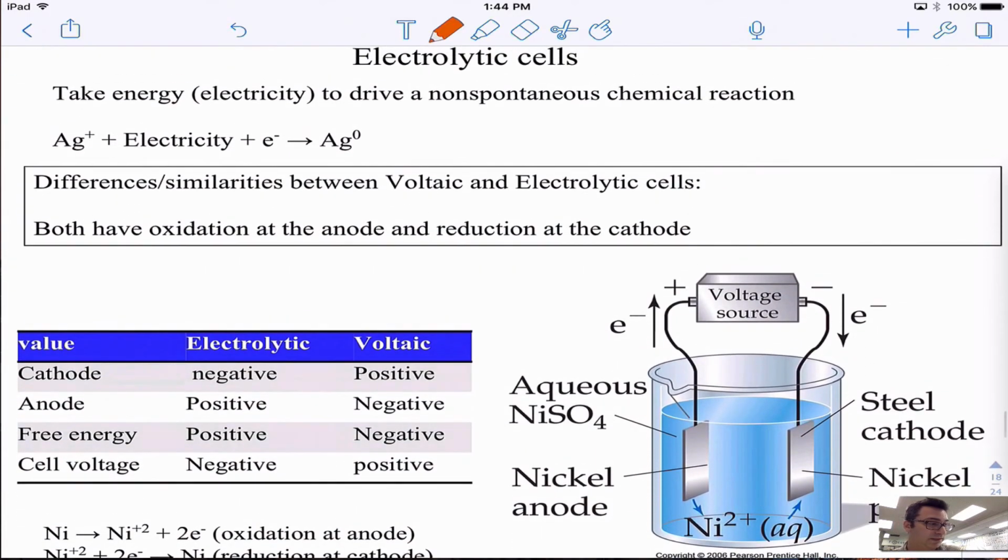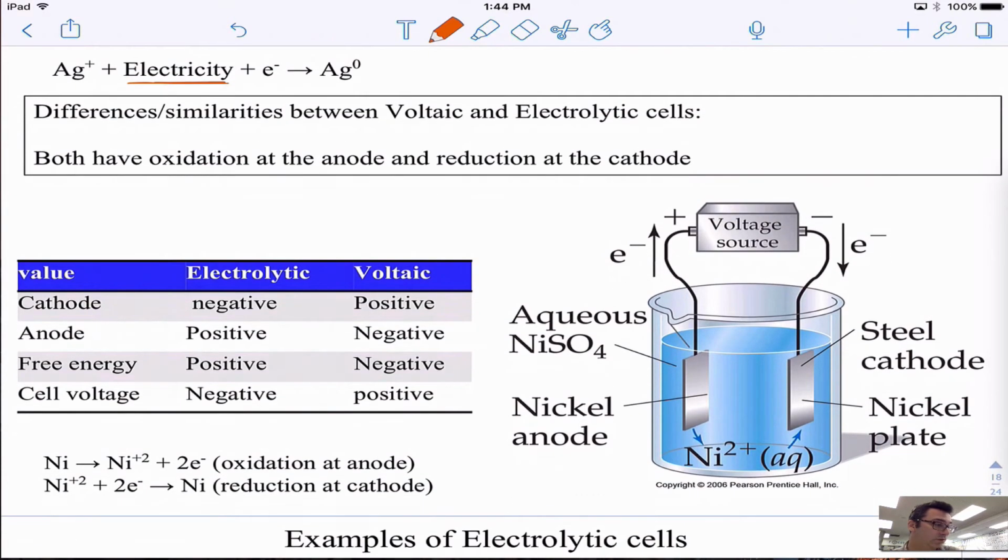So let's talk about electrolytic cells. Electrolytic cells are kind of like the opposite of what we've been talking about with electrochemical cells. With electrolytic cells, you're actually taking electricity and you're causing a reaction to occur. And here I kind of relate the differences between electrolytic and voltaic cells. One of the differences happens to be the charges of the electrodes. In a voltaic cell, the cathode's positive, anode negative, whereas in electrolytic, the cathode's negative and the anode's positive, and I'll explain why that's the case in a second.